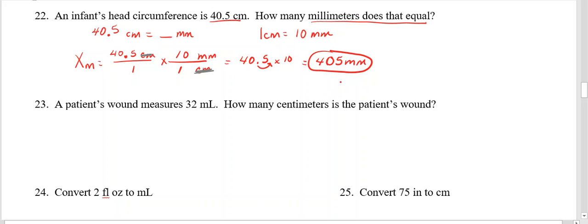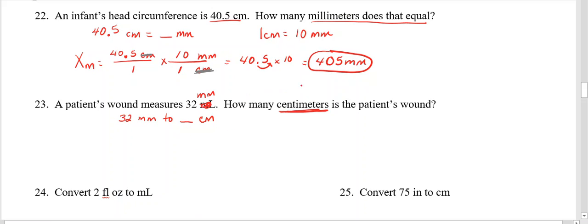So let's look at 23. We have a patient's wound measures 32 millimeters. That should be millimeters, that's a typo. So patient's wound measures 32 millimeters. How many centimeters is the patient's wound? So this time I'm going to go from 32 millimeters to how many centimeters, because it's wanting to know how many centimeters. So they measured it in millimeters first.